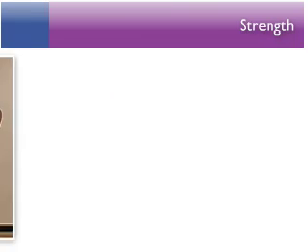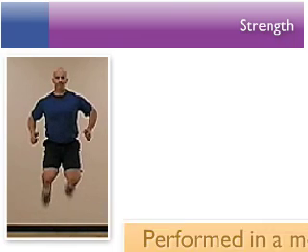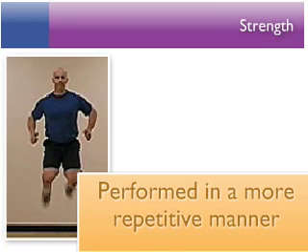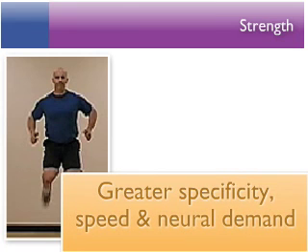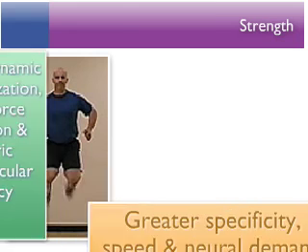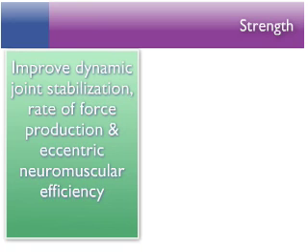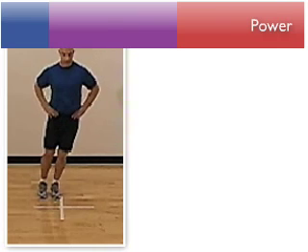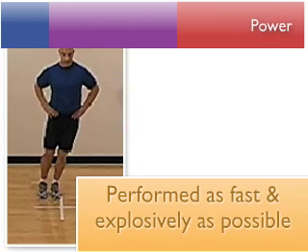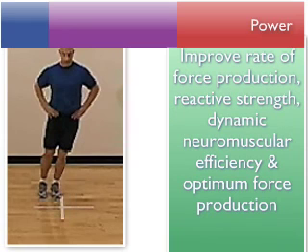In the strength level of reactive training, exercises are performed in a more repetitive manner through a full range of motion, requiring greater specificity, speed, and neural demand. These movements improve dynamic joint stabilization, the rate of force production, and eccentric neuromuscular efficiency. Exercises in the power level of reactive training are performed as fast and explosively as possible. They improve rate of force production, reactive strength, dynamic neuromuscular efficiency, and optimum force production.